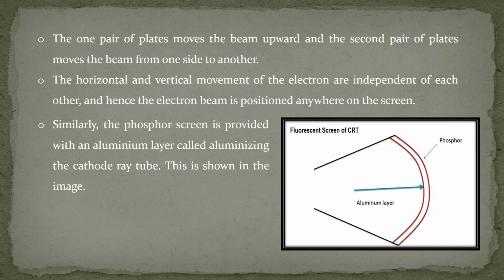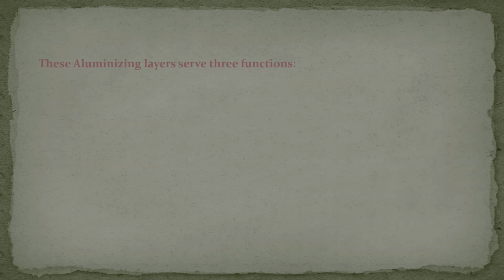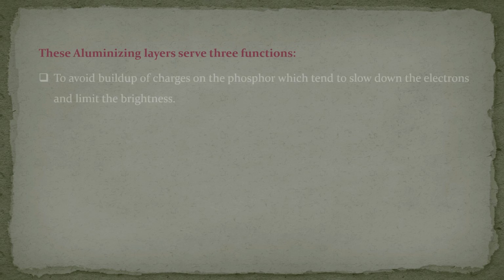Similarly, the phosphor screen is provided with an aluminum layer, called aluminizing the cathode ray tube. This is shown in the image. These aluminizing layers serve three functions: to avoid buildup of charges on the phosphor, which tend to slow down the electrons and limit the brightness.